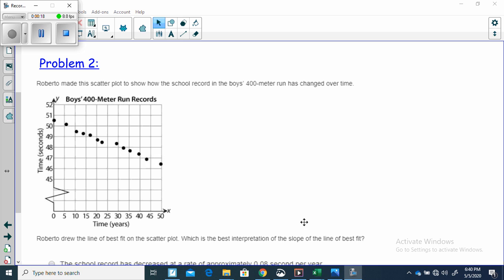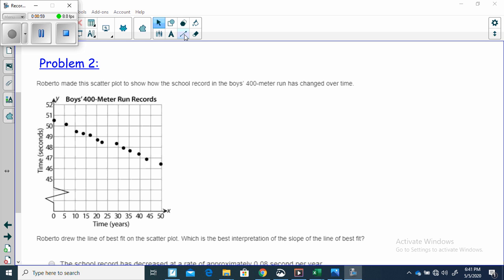Roberto made this scatter plot to show how the school record in the boys' 400-meter run has changed over time. So look, boys' 400-meter run records. At the first year that they started keeping records, it took about 50.5 seconds for somebody to go the 400-meter run. After 50 years, that time had reduced to about 46.5 seconds. So as time went on, people got faster. The number of seconds decreased. The slope on this is negative.